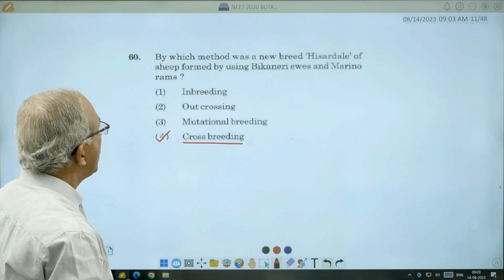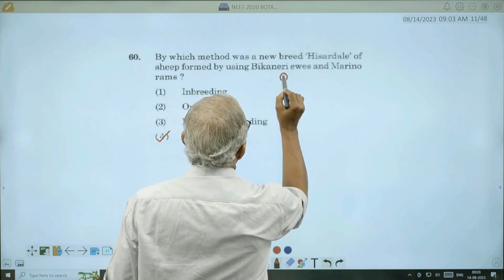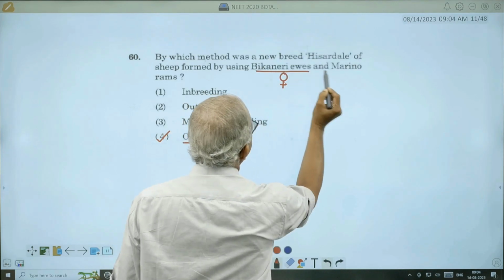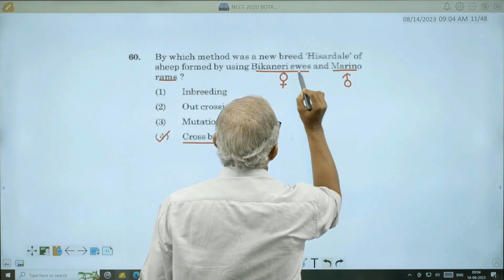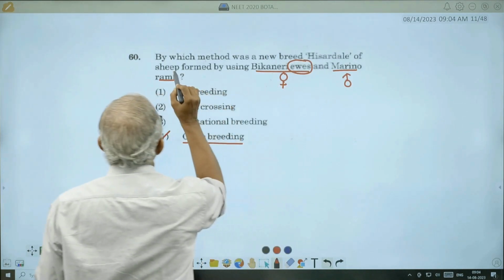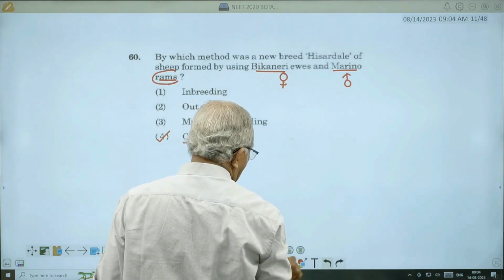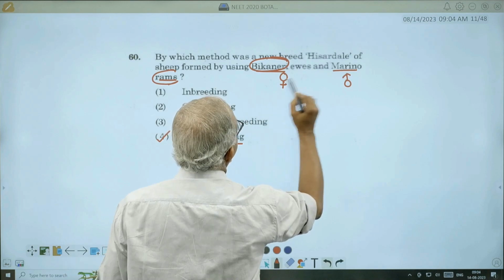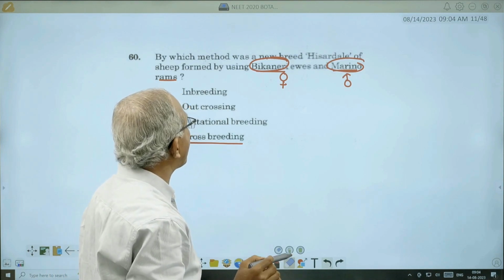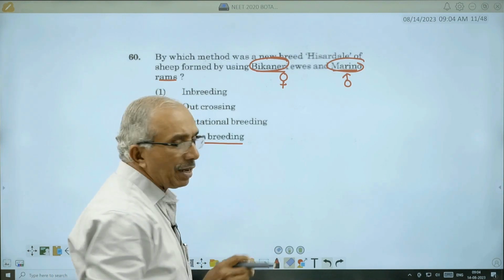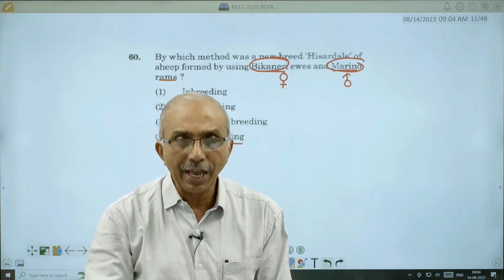In this case, the female animal is selected from the Bikaneri breed, and from the Merino breed, the male animal is selected. Bikaneri is a breed, Merino is a breed. Female animal is selected from the Bikaneri breed, male animal is selected from the Merino breed. So it is cross breeding.